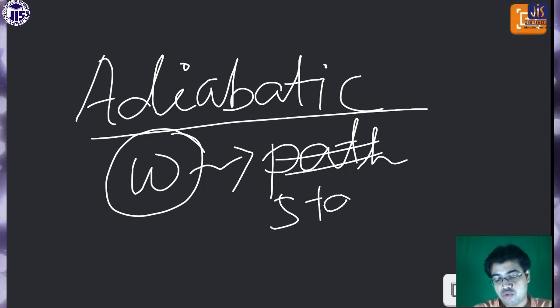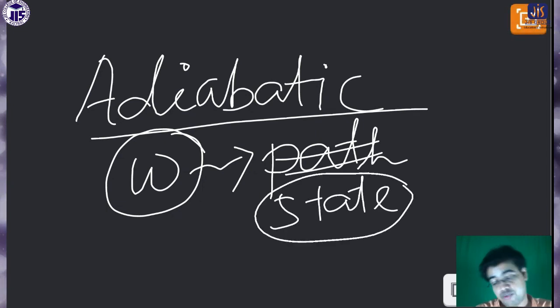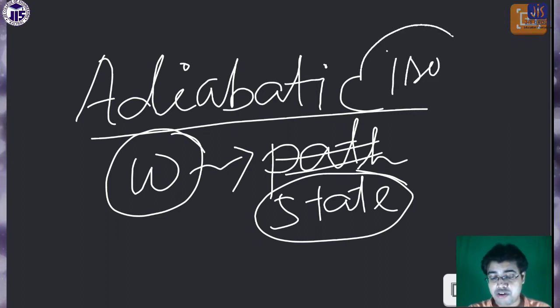You can expect this question in MCQ form also, because generally the maximum of the students tick the path function, because work generally depends on the path, which is why work is called the path function. Then you know that there are different kinds of expressions you will get for isothermal reversible and isothermal irreversible.